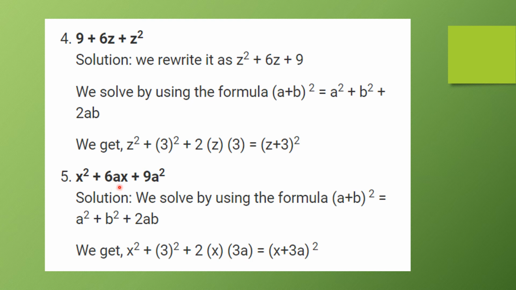Now multiply this. If you multiply, you need to get 9, and if you add, you have to get 6, along with a term here. So the same expression as we have seen over here, z plus 3 whole squared, similar way x plus 3 whole squared only, but along with a term, that is x plus 3a the whole squared.